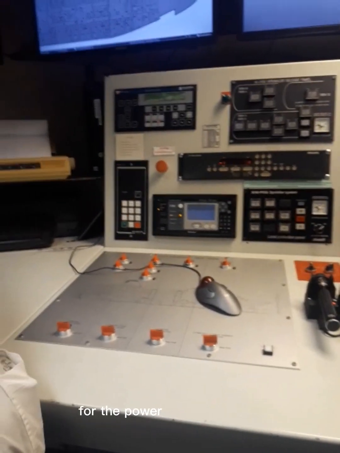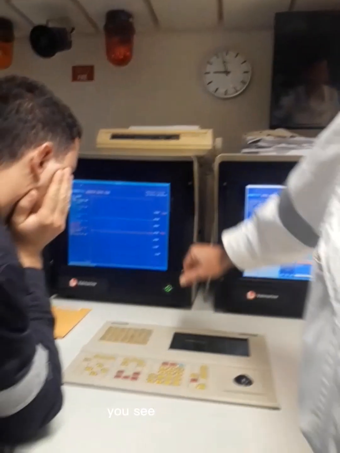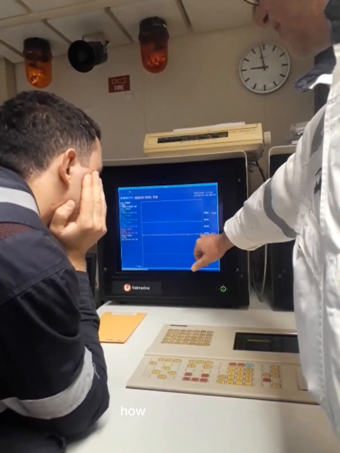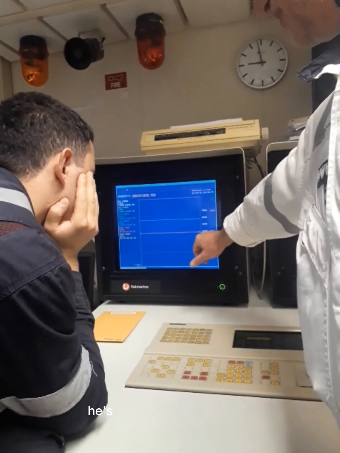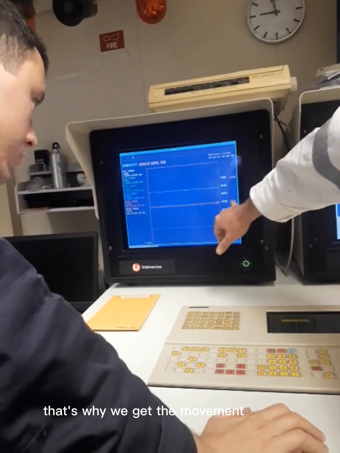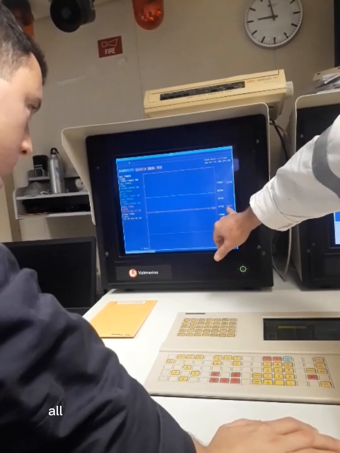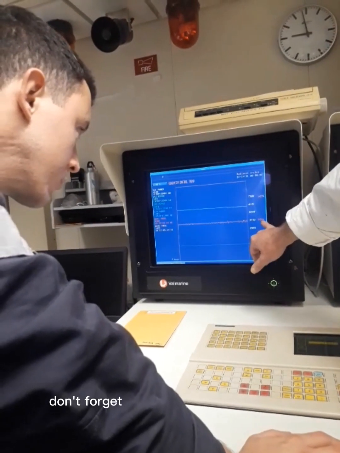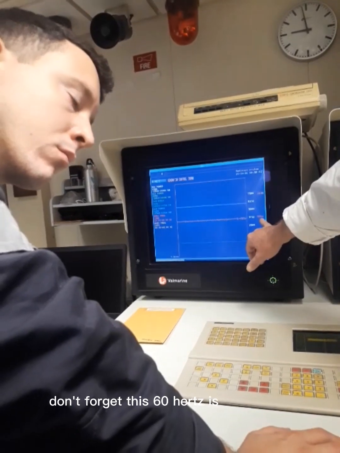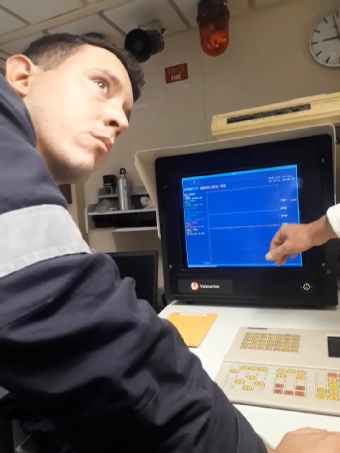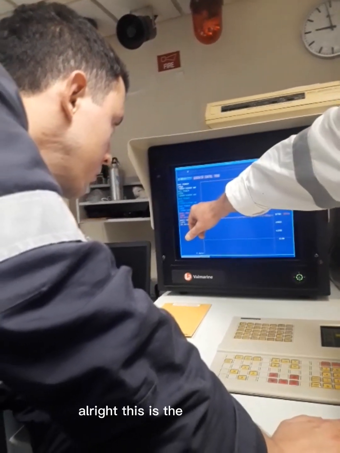For the power, you go to the crank, as you have the crank already here. You see, this is our load, this is our frequency. How it's working, okay? There is a small sensitive thing on the engine, that's why we get the movement. 60 Hertz, all right? This is our frequency on the ship. Don't forget, this 60 Hertz is for the high voltage and for low voltage, for each voltage except of course 24. All right? This is the line of the load.